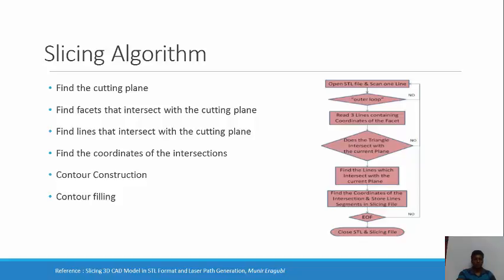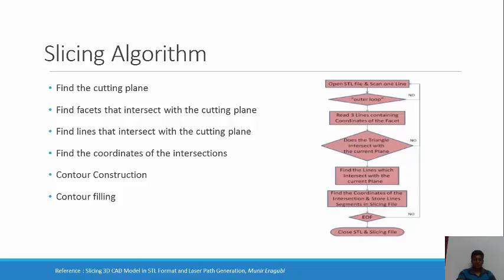The third step is finding the lines that intersect with the cutting plane. I'm sorry, we have done with that. The next step is to find the coordinates of the intersection. So for each of these lines, we will find the x and y coordinates of the points where the edge is intersected by the slicing plane. By connecting the intersection points in each triangle, a set of straight lines will be formed.